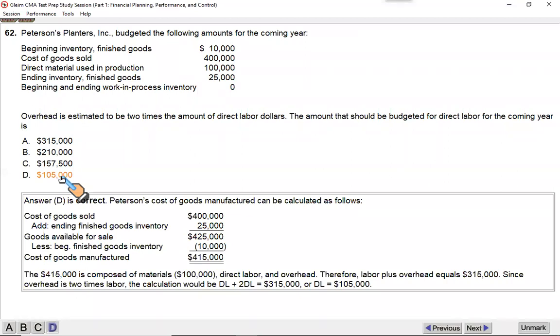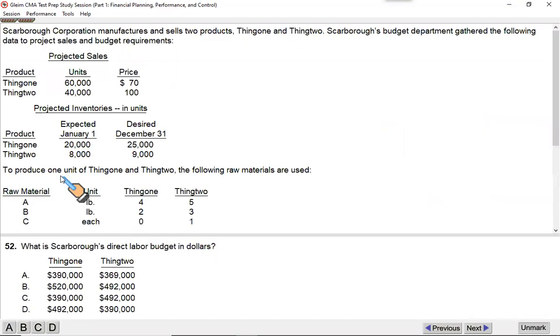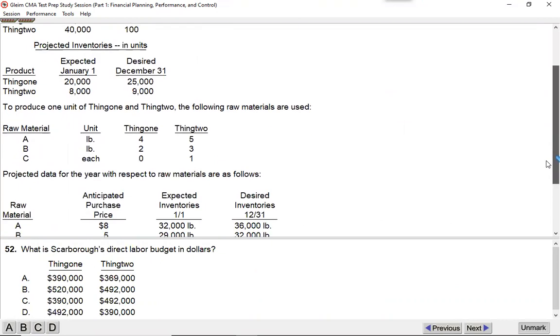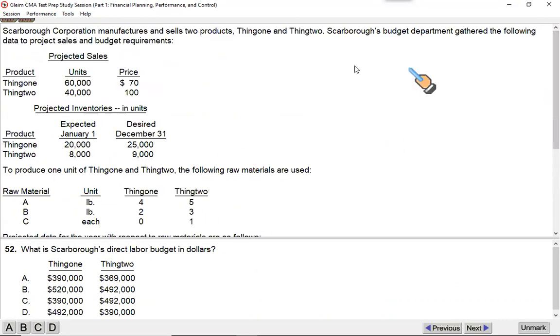Okay, now we have a massively informative question right in front of your screen. What is Scarborough's direct labor budget? This is a complex question, a pretty complex question. A lot of information is given, and let's see how we tackle this information. What have we been given? Scarborough's Corporation manufactures and sells two products, Thing 1 and Thing 2. Scarborough's budget department gathered the following information. Projected sales for these two items is 60,000 for Thing 1, 40 for Thing 2.